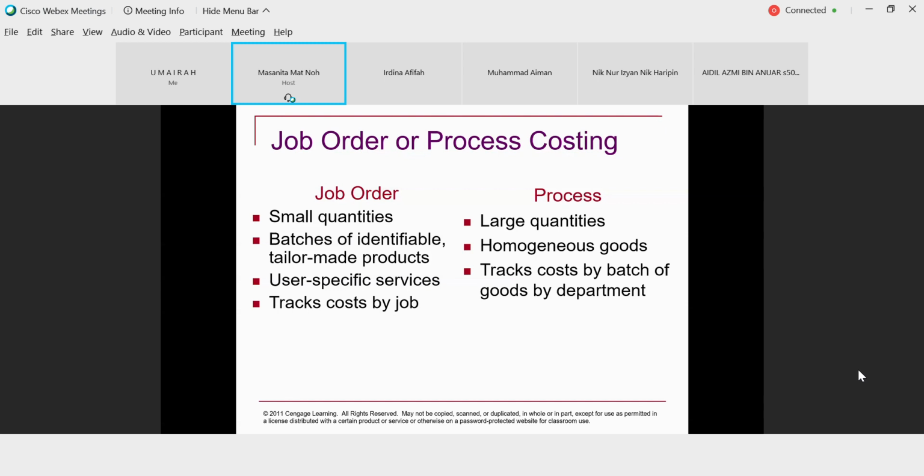Bila costing tu dia tak akan terus sebiji rumah macam itu, dia tak. Dia akan kira batch by batch lah, satu-satu. Okay. Tapi kalau proses pula dia akan ikut department. Dia akan ikut department. Okay.